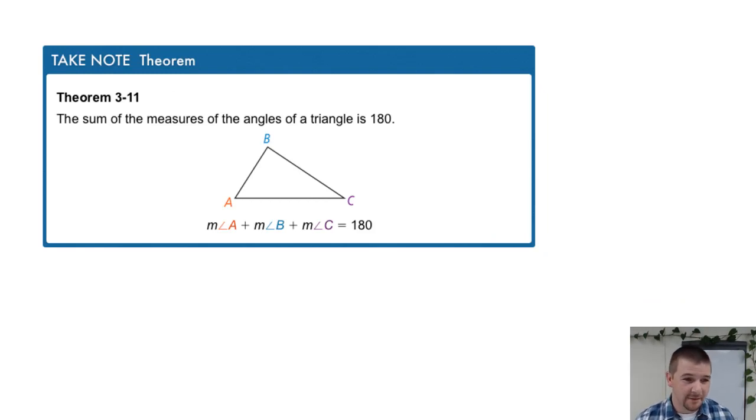And Theorem 3-11, another one you should screenshot and add to your notes. It states the sum of the measures of the angles of a triangle is 180. So this is something you demonstrated with the paper triangles that I handed out when you tore the corners and you formed a straight angle from the three corners.